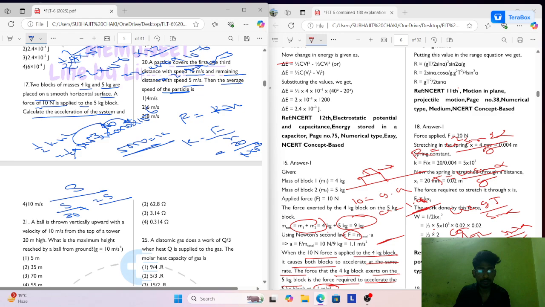No, it is going upward, so it will be minus. This will be equal to 10 minus 5, means 5. Height of the building is 20, so therefore 20 plus 5 means 25 meter, not 35. 25 meter will be the answer.